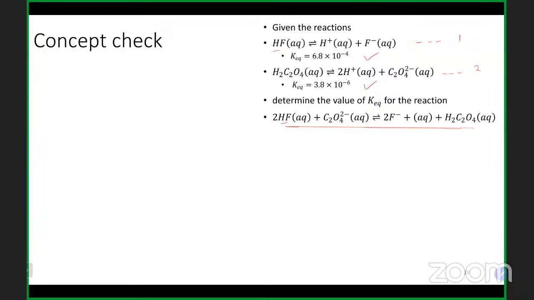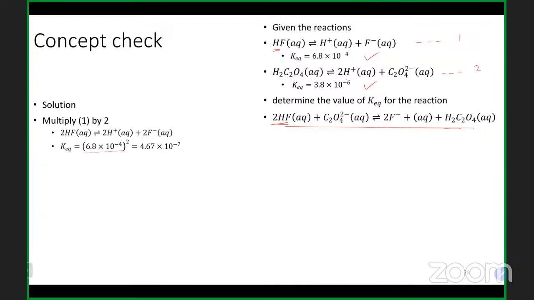So manipulation, from what I can see, let's multiply the first reaction, equation 1, by 2, so that we can end up with 2HF on this side, much like we're dealing with thermochemistry and Hess's law. So if you multiply that, our K equilibrium is raised to that power because you multiply this by 2. So we get this.